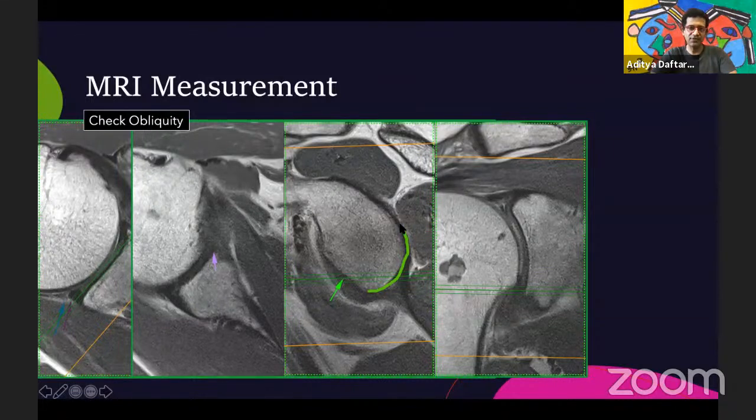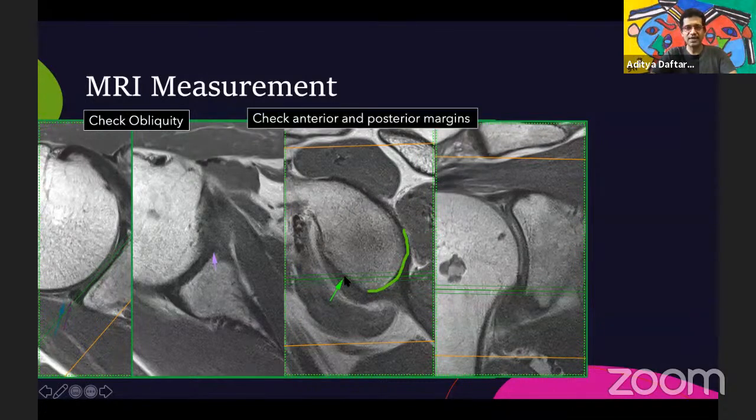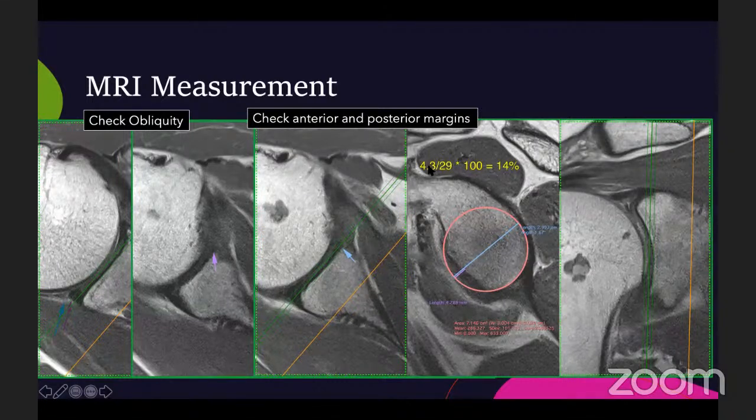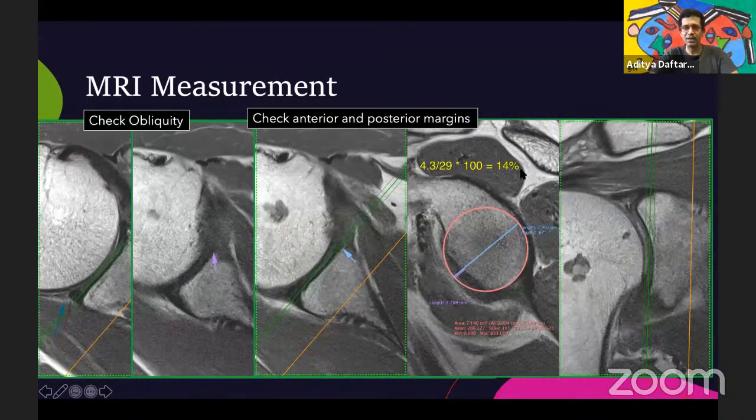So once I've identified where I'm going to draw my circle and where the point of glenoid bone loss is, I check these 2 points, and then I draw the circle and measure the bone loss from that. So in this case, for example, 4.3 divided by 29 millimeters, which is about a 14% bone loss. So again, the key thing that I find is that we must make sure that we have the right obliquity, so we are seeing the glenoid en face.